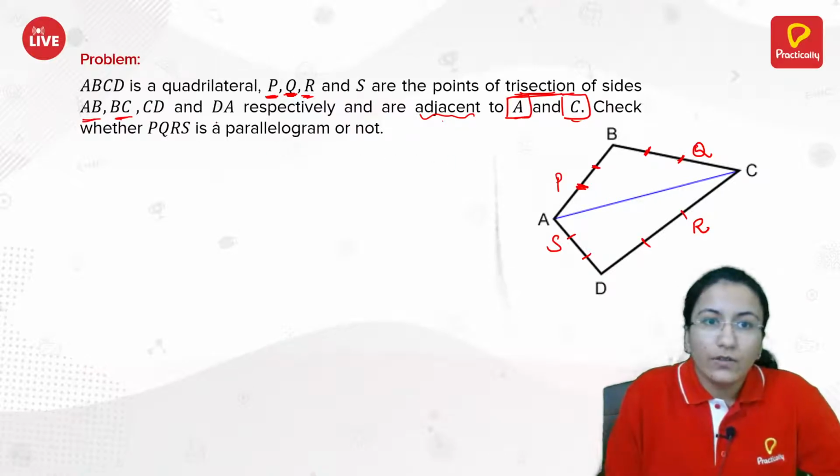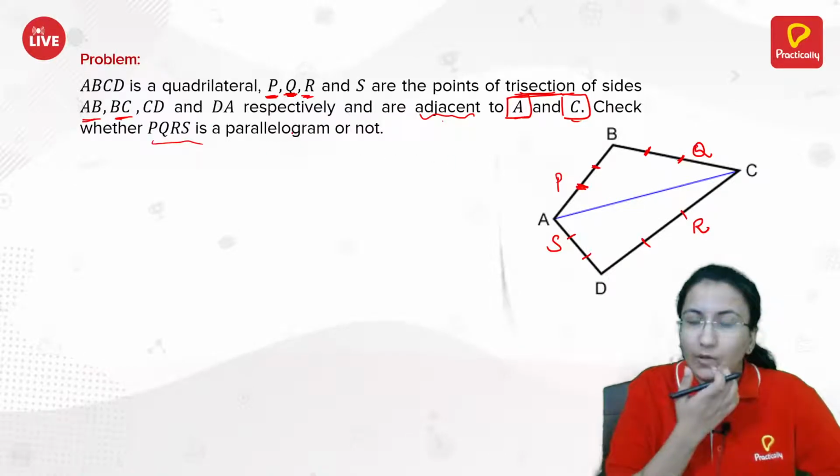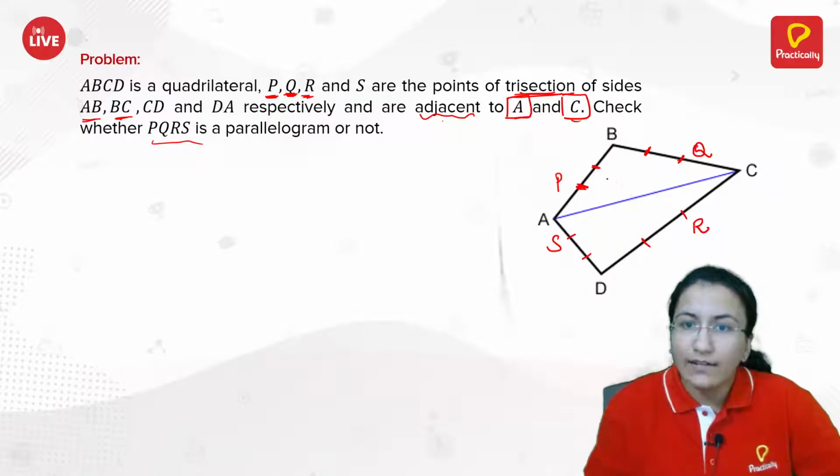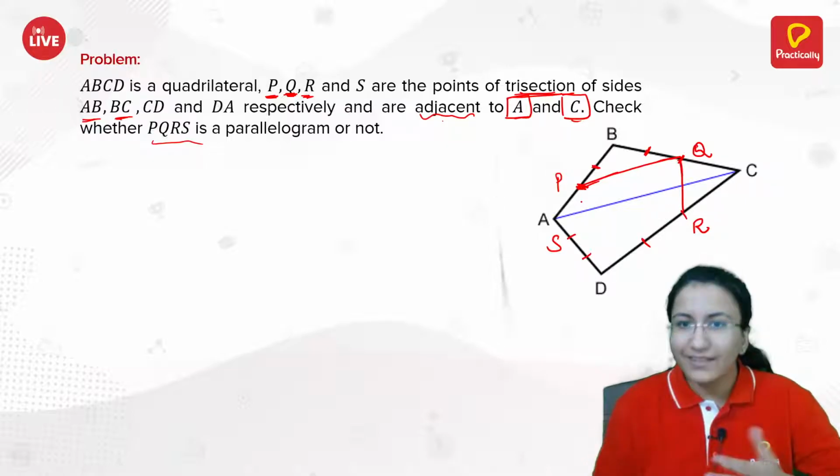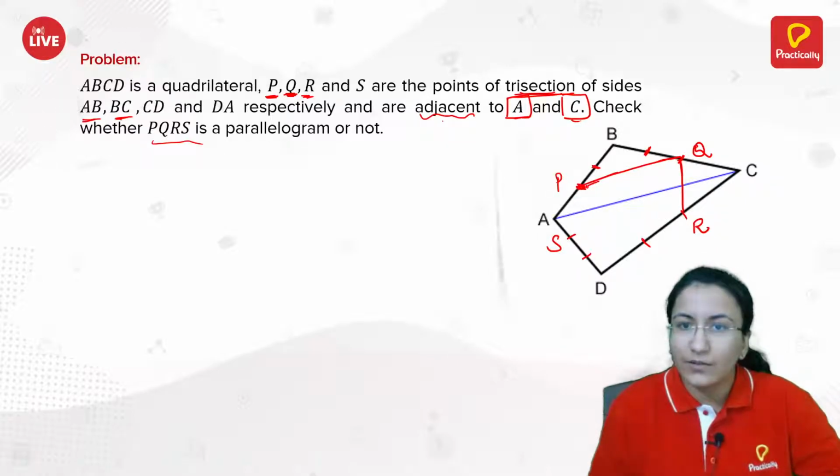Now you need to check whether PQRS is a parallelogram or not. For that, just draw this quadrilateral. We basically need to check whether this is a parallelogram or not. I won't say that this is a parallelogram, but this is a quadrilateral definitely, right?